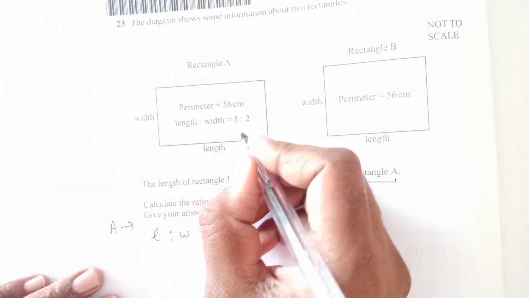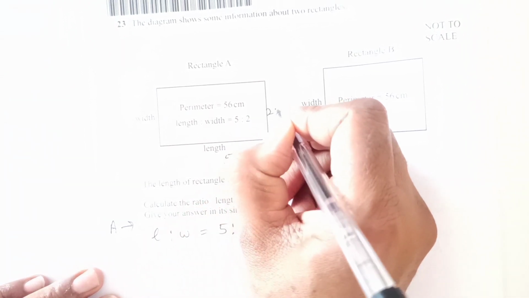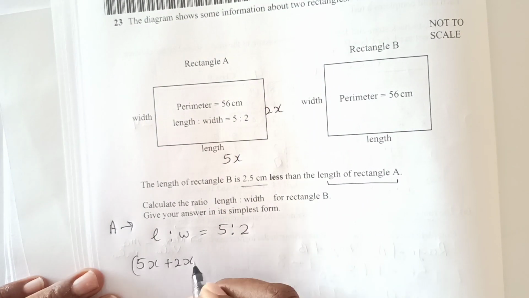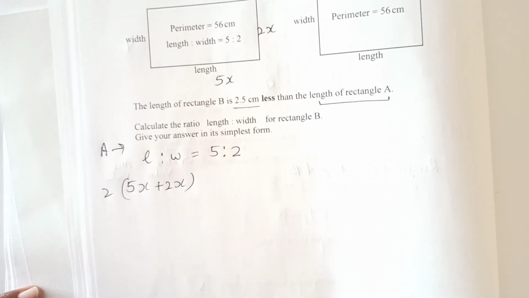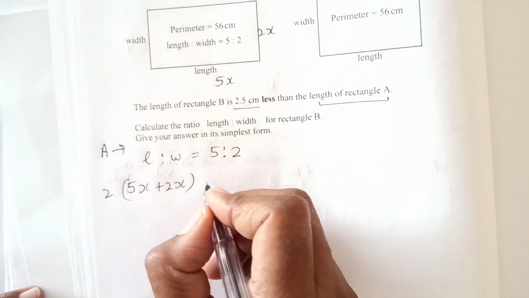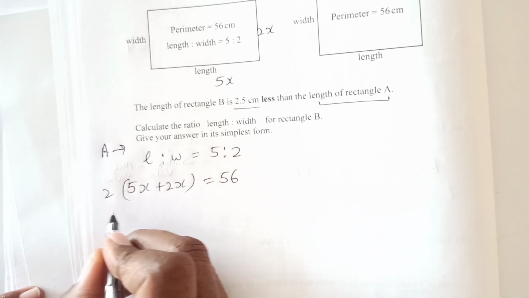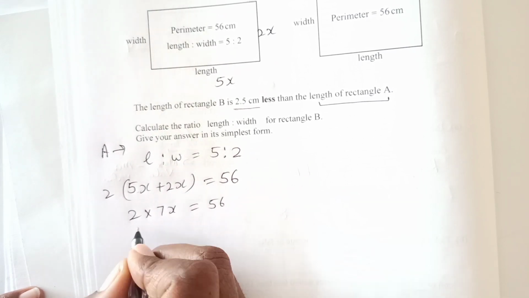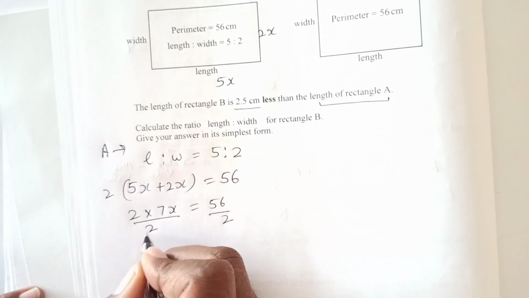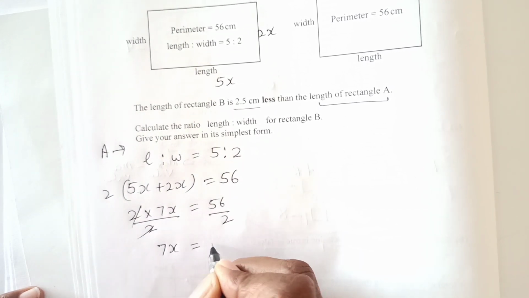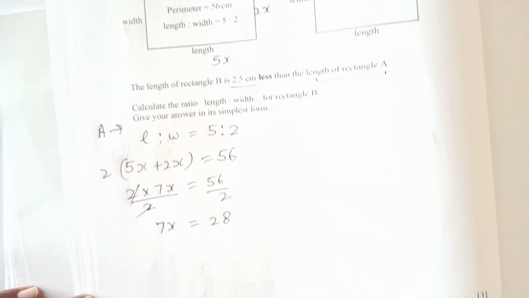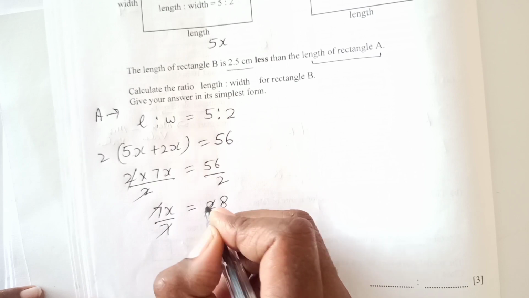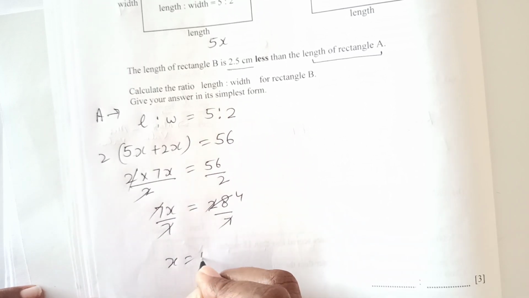So if length is 5x, then width is 2x. So this is 5x plus 2x, times 2, that is the formula of the perimeter, 2 into L plus W. This is equal to 56. So 5 plus 2 is 7, 7x equals 56. Divide by 2, divide by 2. This is gone. This is 28. Divide by 7, divide by 7. So this is 4. So x we got is 4.